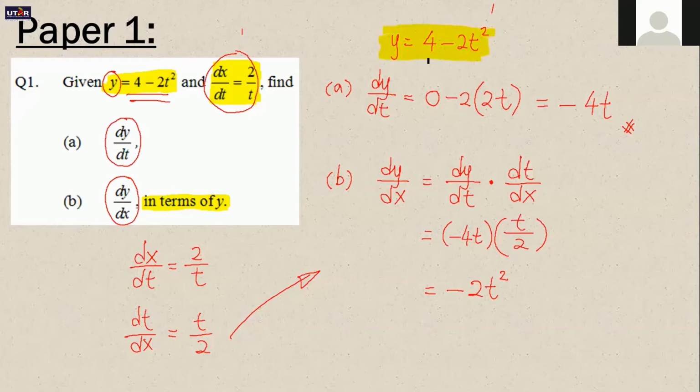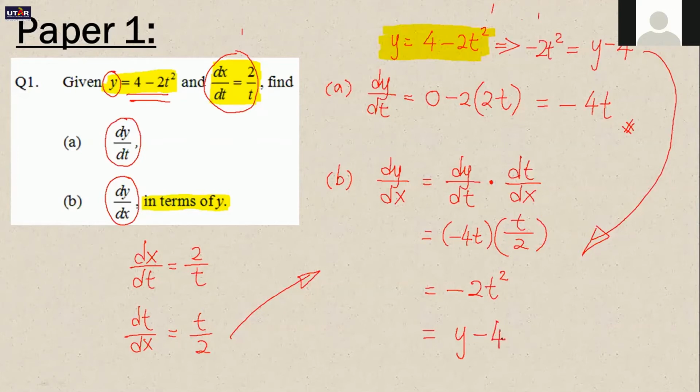Right? So from here, what is your negative 2t squared? We know that the negative 2t squared will equal y minus 4, right? So substitute inside here. So the final answer will be y minus 4. Okay? So that will be the solution for question 1 in paper 1.